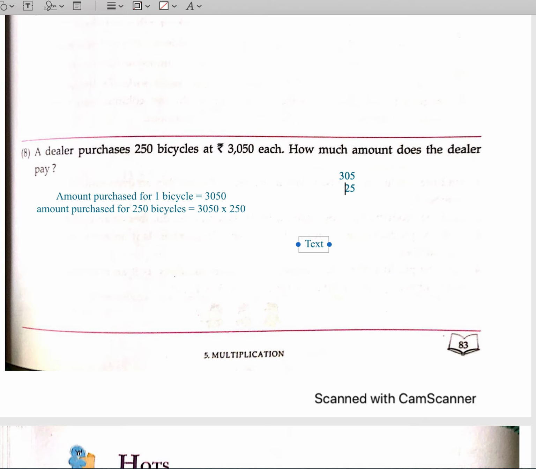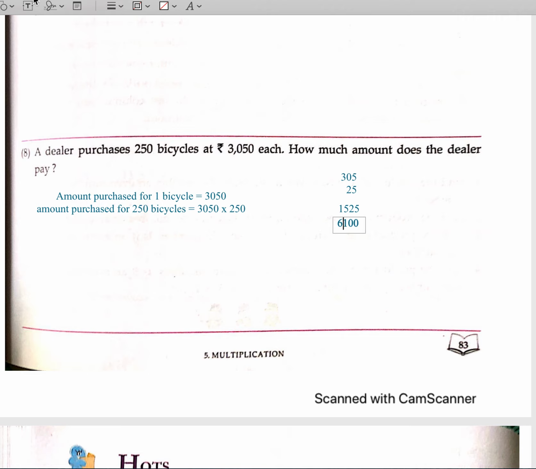So let's start. 305 into 5. 5 5s are 25. 2 carry over, so that will be 2. Then we have 3 into 5, which is 15. Next we will do 305 into 20 by first adding a 0, and then 5 into 2 is 10, plus 1 is 0, carry over 1 and then 1 over here. Then last will be left 3 into 2, which is 6.